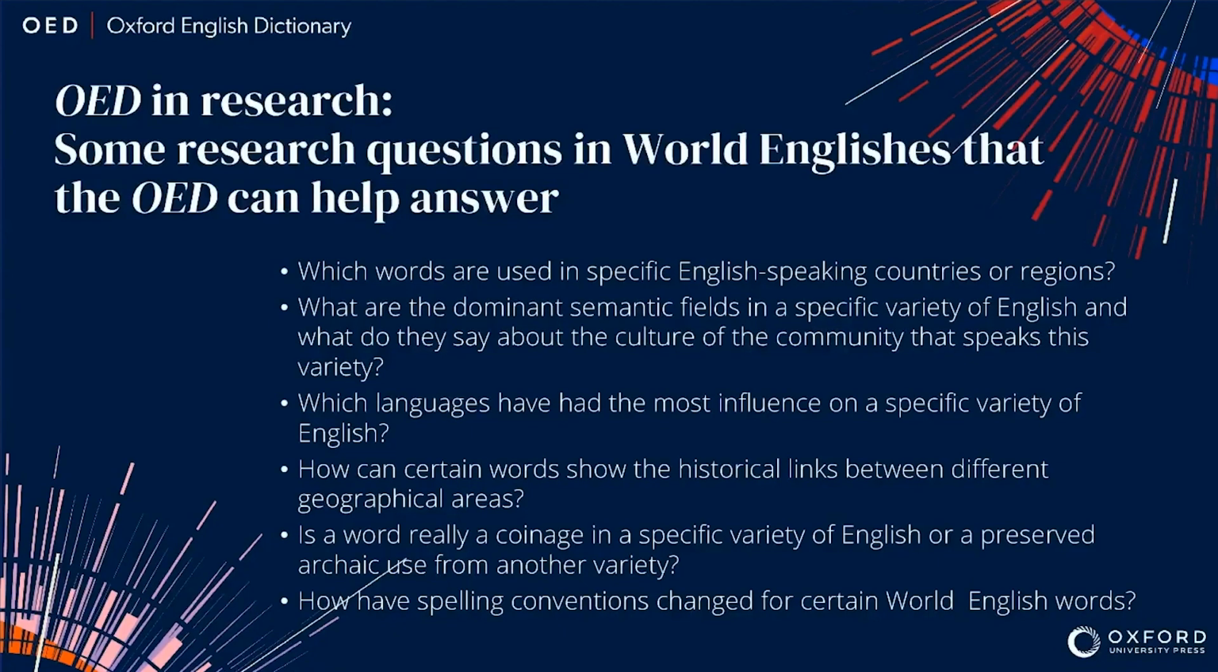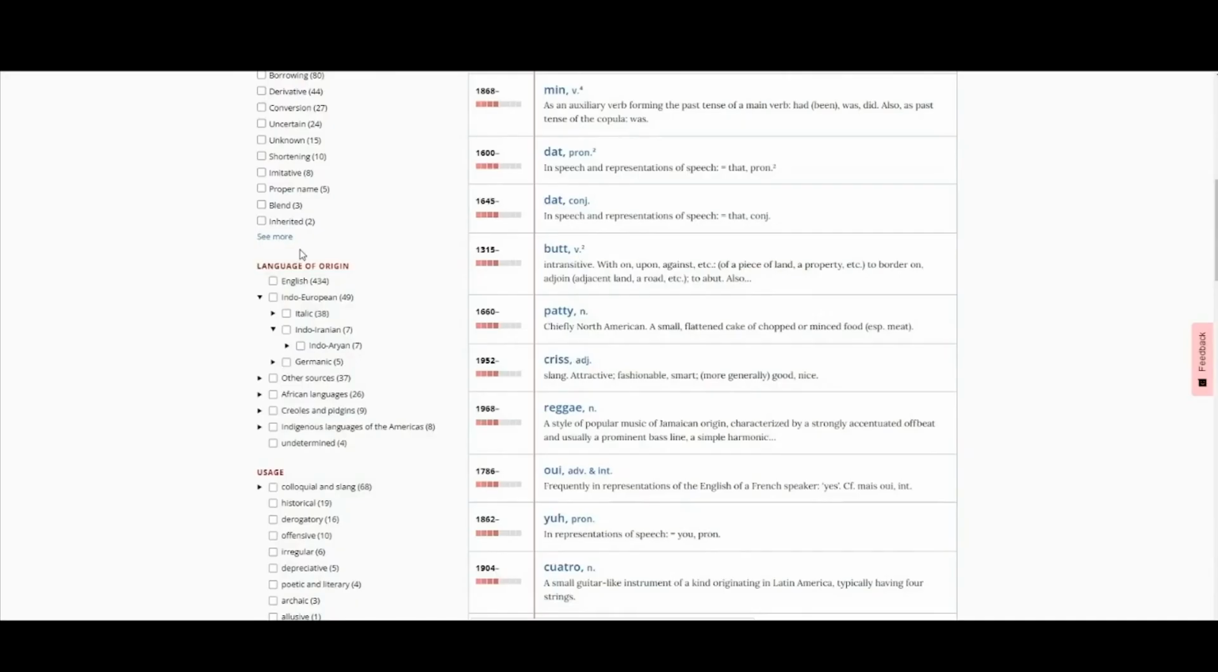Another question, how can certain words show the historical links between different geographical areas? So if we go back to a previous advanced search, we see that there are 7 Caribbean English words that come from Indian languages. So we can bring up the list of them by clicking here and selecting this category.